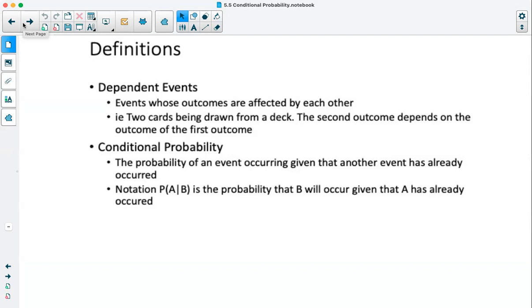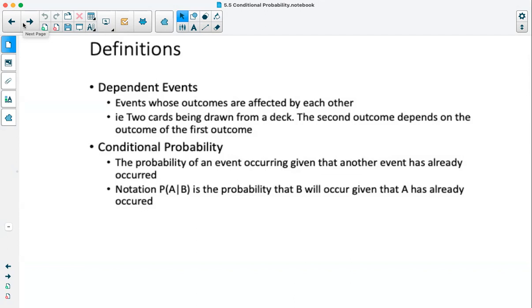Dependent events are events whose outcomes are affected by each other. For example, with two cards being drawn from a deck, the second outcome depends on the outcome of our first outcome. Now, conditional probability is the probability of an event occurring given that another event has already occurred.